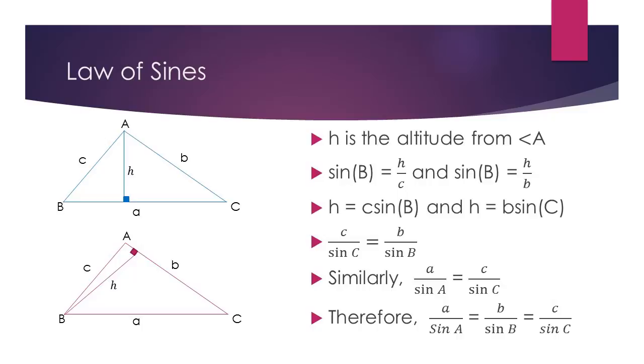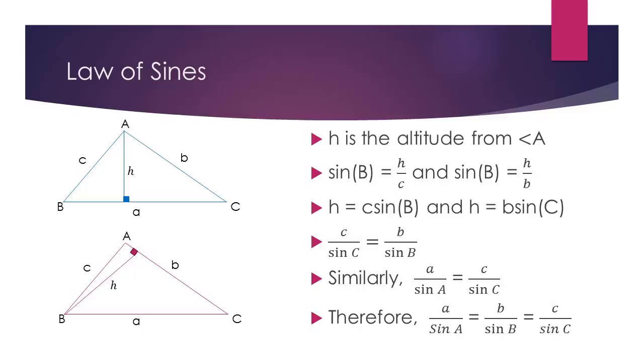h is equal to c sine B, and h is also equal to b sine C, if we solve for h from those two equations. Since both of these measures are equal to h, we can set them equal to each other. So we get c sine B and b sine C are equal to each other. Then, if we divide both sides by sine B and sine C, we get c over sine C is equal to b over sine B.